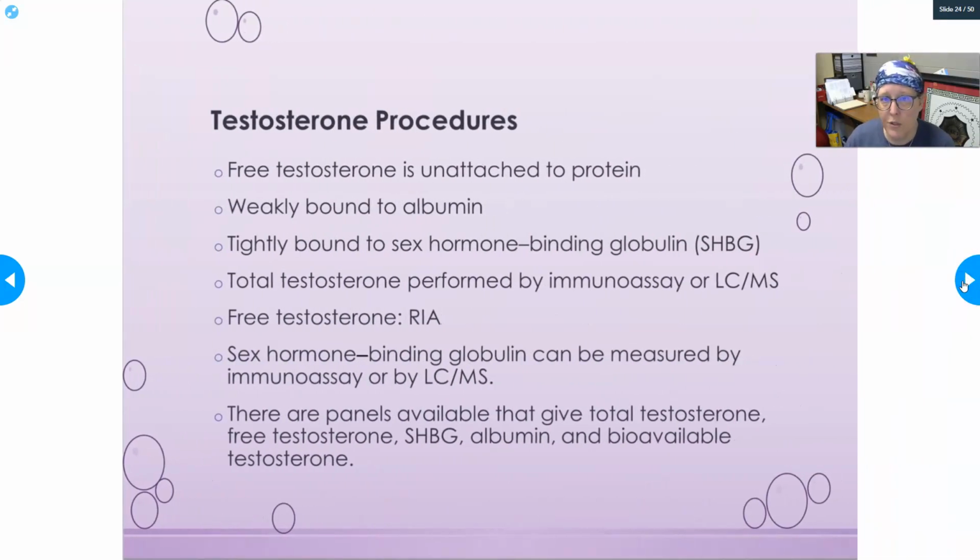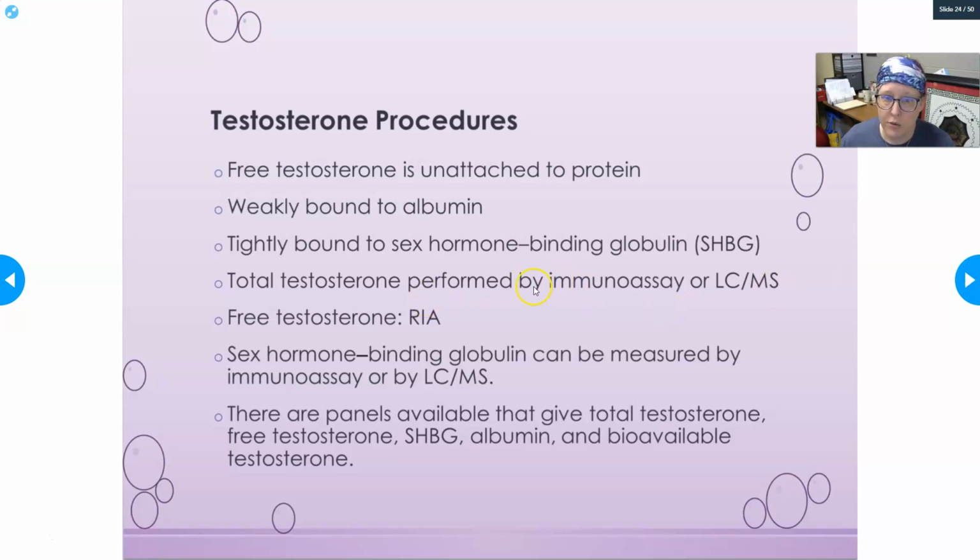So the few procedures we're talking about are for measuring testosterone. Free testosterone is freely floating in the blood, unattached to protein. It normally would be attached to protein because testosterone is lipid soluble, meaning it's not water soluble, right? And blood is mostly water. It can travel weakly bound to albumin or tightly bound to sex hormone binding globulin.